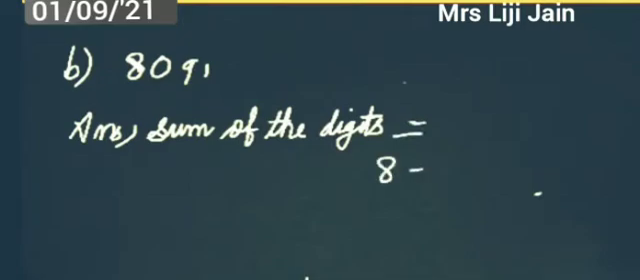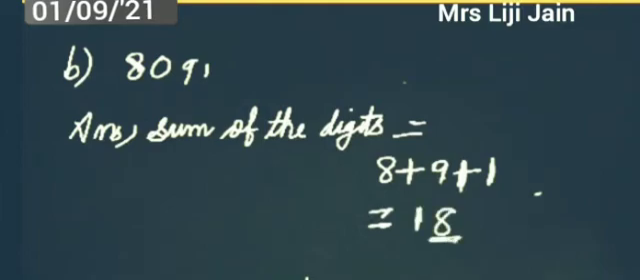8 plus 0, no need, isn't it? Any number plus 0 is the number itself. 8 plus 9 plus 1. Can you find any easy way for adding this? Any easy grouping? Yes, of course. 9 plus 1, 10. 10 plus 8, 18. What is the sum? 18. Is 18 divisible by 9? Is 18 in the 9's table? Yes, isn't it? 18 is in the 9's table.